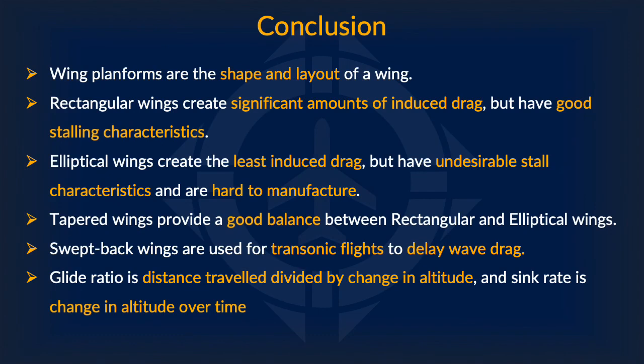So, here's a recap page of what we learned today. Wing platforms are the shape and layout of a wing. Rectangular wings create significant amounts of induced drag but have good stalling characteristics. Elliptical wings create the least induced drag but have undesirable stall characteristics and are hard to manufacture. Tapered wings provide a good balance between rectangular and elliptical wings. Swept-back wings are used for transonic flights to delay wave drag. Glide ratio is the ratio between your horizontal distance traveled and your change in altitude, while sink rate is your change in altitude over time.